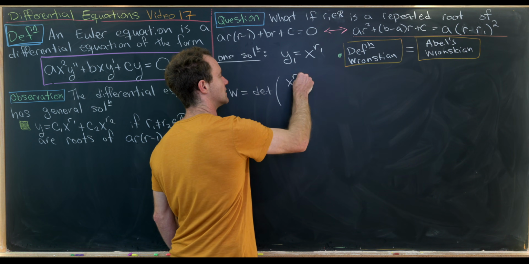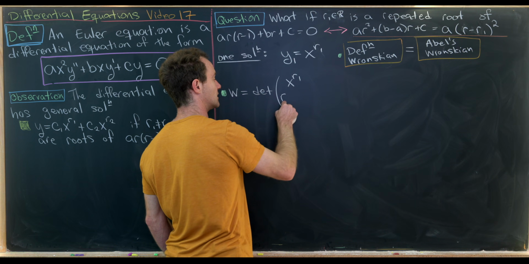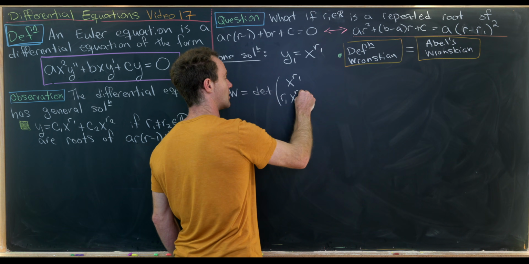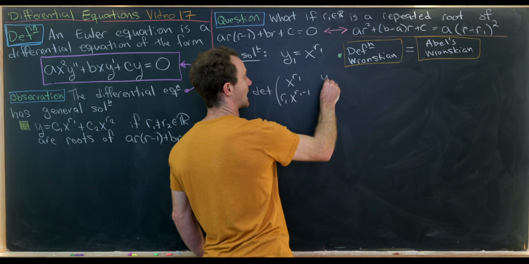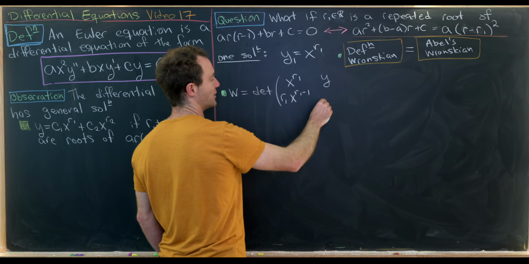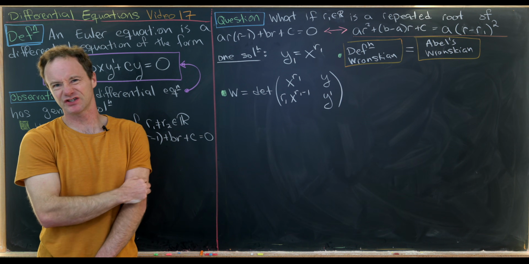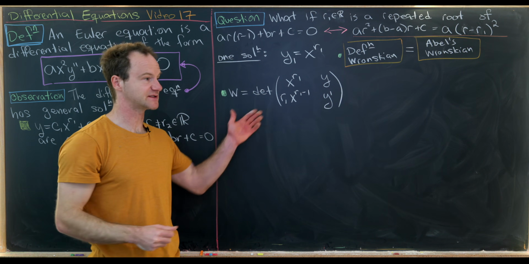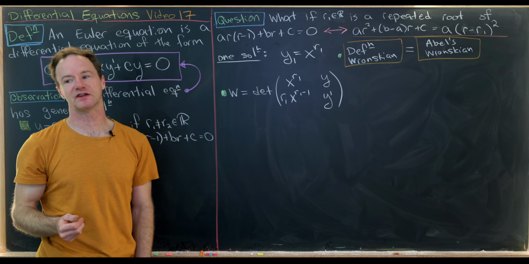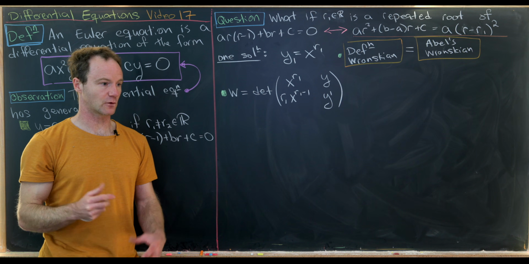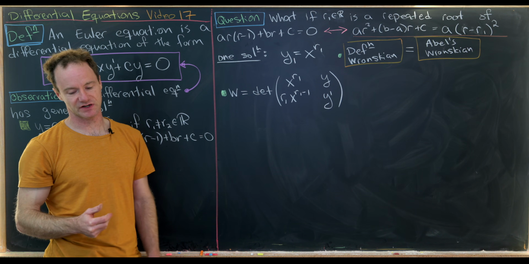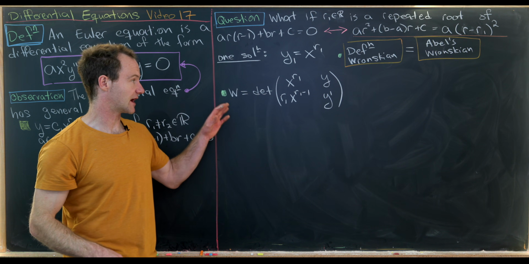So that'll be x to the r1, and its derivative down below. So that's r1 x to the r1 minus 1. And then our unknown solution will be y. So I'll put y and then y prime below it. And this is just by the definition of the Wronskian. The Wronskian is the determinant of this type of matrix. We wrote this definition for a general n by n matrix earlier if you'd like to check that out.